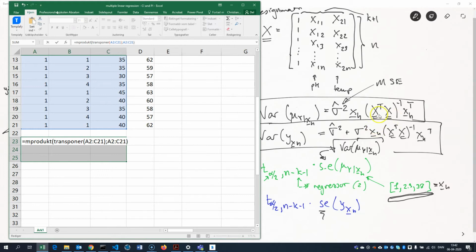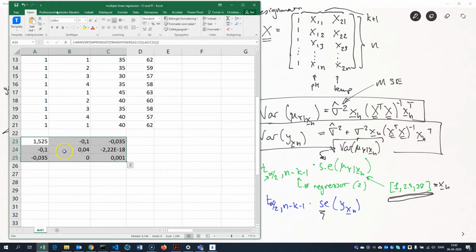Right. So now we have this part here, but we need to invert it. So I'll use the M invert. I'm not sure what it's called in English, maybe MINVERSE or M invert. I'll just close a bracket around here. And in order to make Excel compute this, I need to press Control Shift Enter. Not just Enter, but Control Shift Enter. And then I get the matrix here.